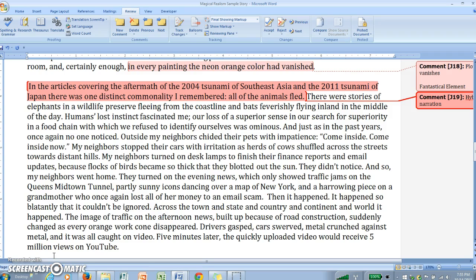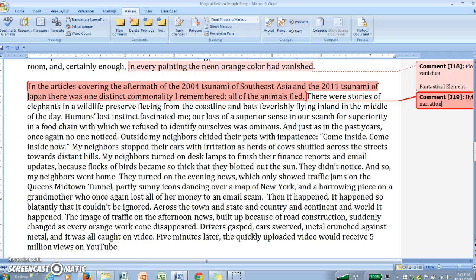So next, the next plot point reads, "There were stories of elephants in a wildlife preserve fleeing from the coastline and bats feverishly flying, alliteration, inland in the middle of the day. Humans' lost instinct fascinated me. Our loss of a superior sense in our search for superiority, also an alliteration, and a food chain with which we refused to identify ourselves was ominous. And just as in the past years, once again no one noticed."